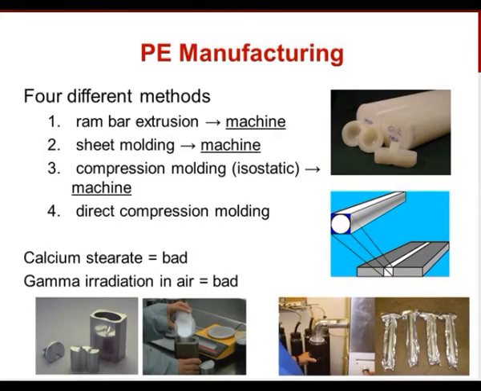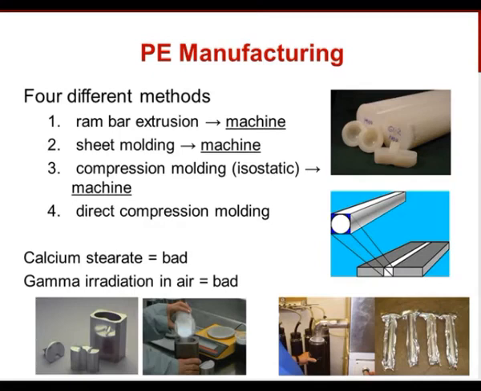When it comes to polyethylene manufacturing, there are a number of different techniques that can be used to manufacture these implants. There are two major categories of manufacturing for polyethylene. Either the polyethylene is machined into the final shape, or it's directly molded through direct compression molding techniques. In general, direct compression molding techniques seem to have a better track record.